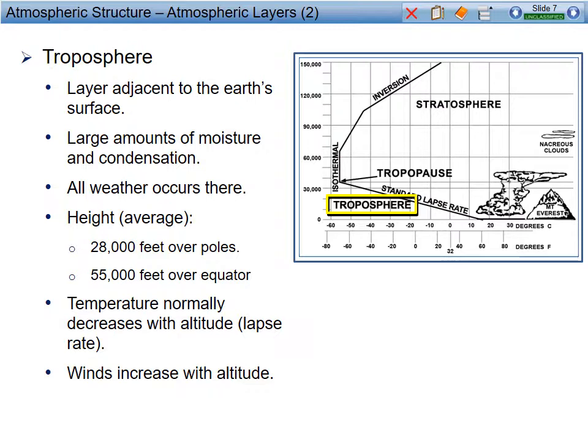Its height on average is 28,000 feet over the poles, 55,000 feet over the equator. Temperature normally decreases with altitude, which we call a lapse rate, or the change in temperature with increasing altitude. Winds will increase with altitude. So as you go up, temperature decreases and wind speed increases.